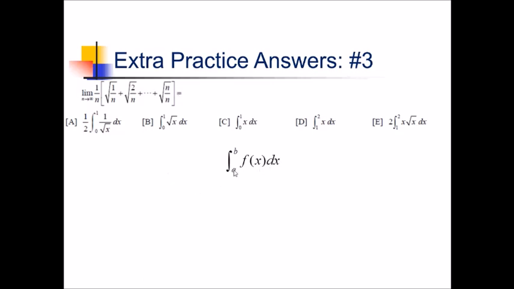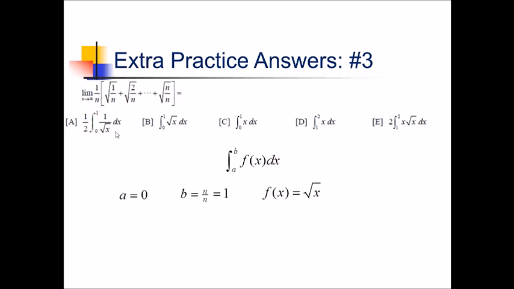So for my lower limit, I'm basically asking what's the first input value to my function in this little summation bracket here. Well, the first thing I have is this 1 over n, but n is approaching infinity, so that 1 over n is really approaching 0. And then the last input here is n over n, which is really just 1. So 0 to 1, those are going to be my limits of integration. My function, what I'm doing to all the numbers between 0 and 1, is just square rooting them. So that's my f of x.